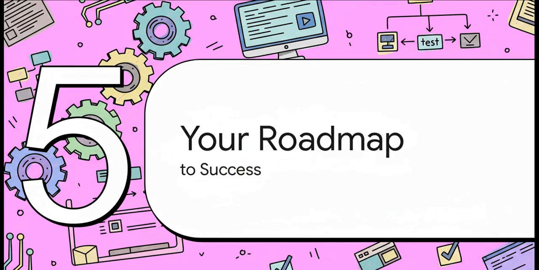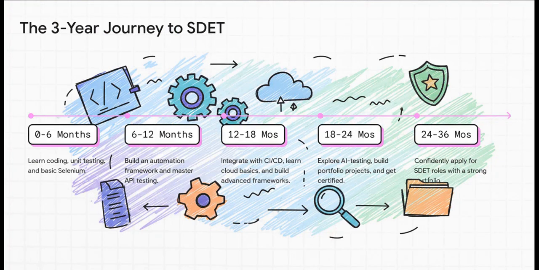Whew! We've covered a ton of ground, so let's pull all of this together into one single comprehensive roadmap that you can actually use. You know, seeing this whole journey laid out on a timeline like this, it makes a huge goal feel so much more doable, right? In those first 6 months, just focus on coding. By the end of year 1, your goal is to have built a framework. By year 2, you're deep into CI/CD, cloud tech, and building that all-important portfolio. Just remember, this isn't an overnight flip of a switch. It's a dedicated journey, but a totally achievable one.